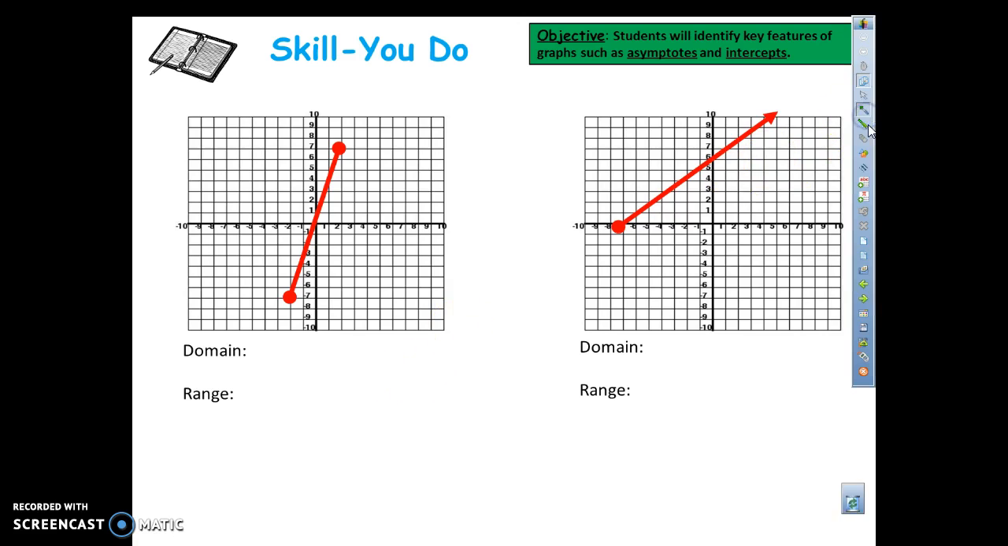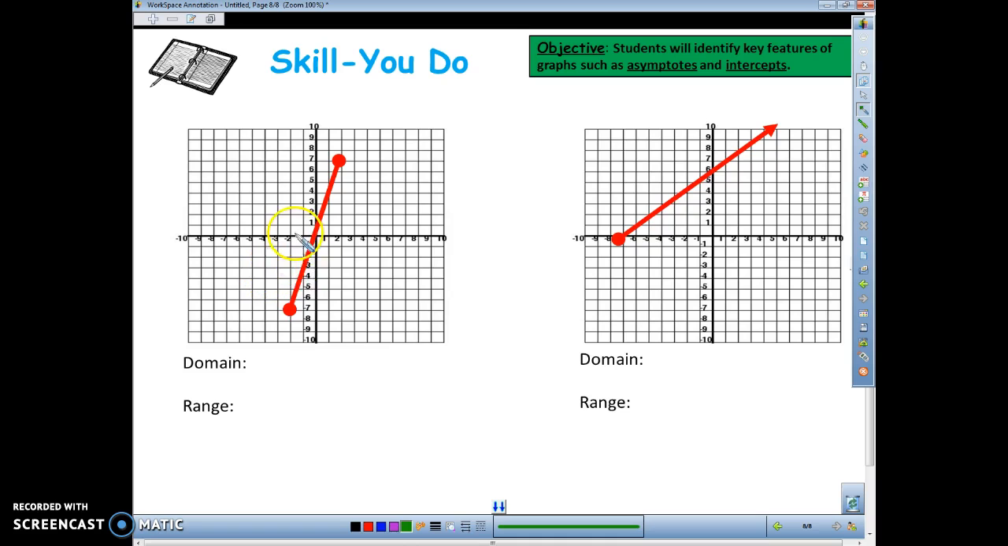Okay, hopefully you paused the video and tried these examples. My domain for this example is -2 to 2, and we're including these values, correct? My range, I actually like using the highlighter better, my range is -7 all the way up to 7. So that would be -7 to 7, and we're including those values.